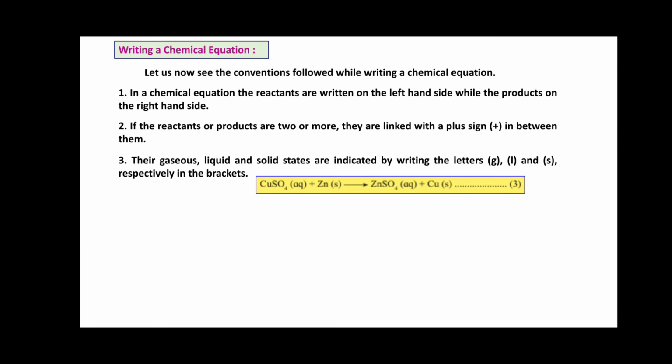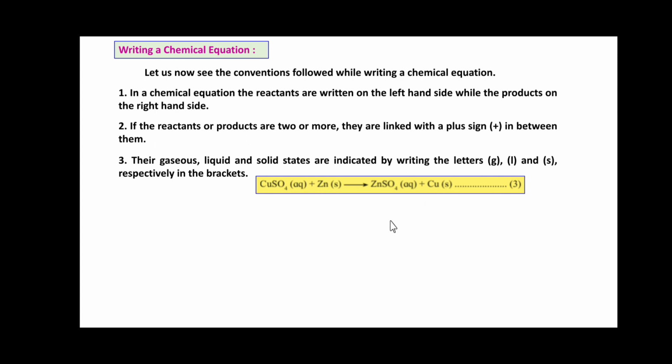When the reactants and products are in the form of a solution in water, they are said to be present in aqueous solution state. The state is indicated by putting the letters aq in brackets, indicating aqueous solution. So here equation 2 can be written as CuSO4 in the aqueous state plus Zn in solid state gives you ZnSO4 in the aqueous state plus Cu in the solid state.